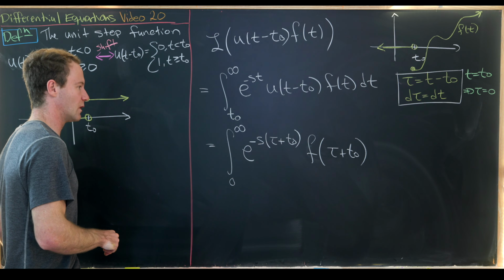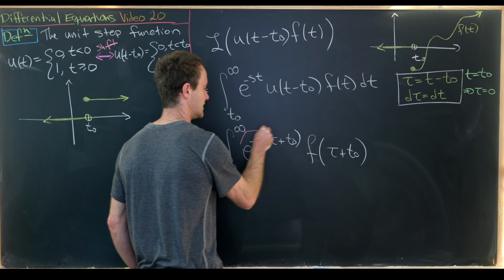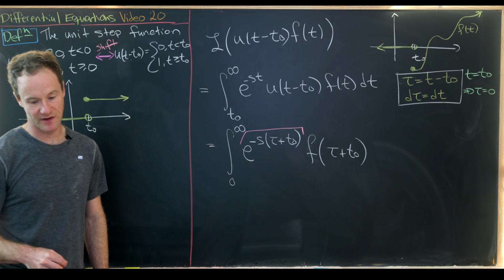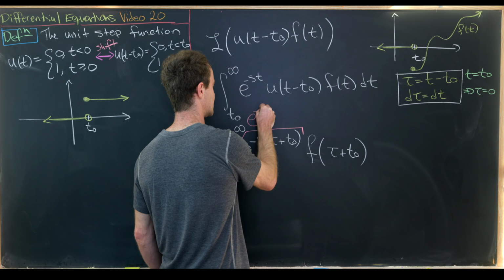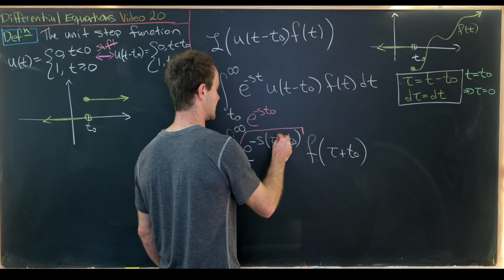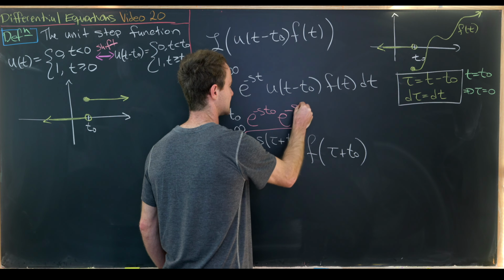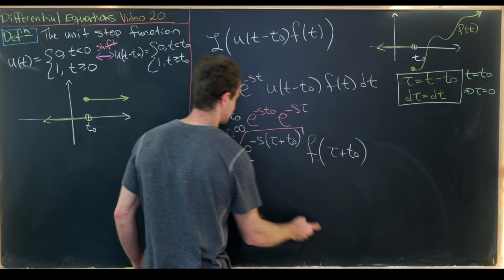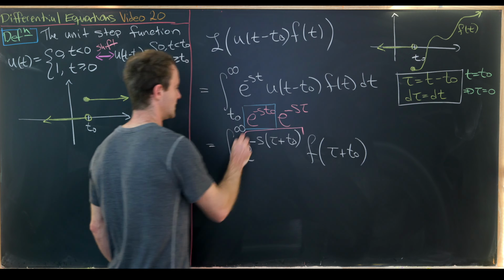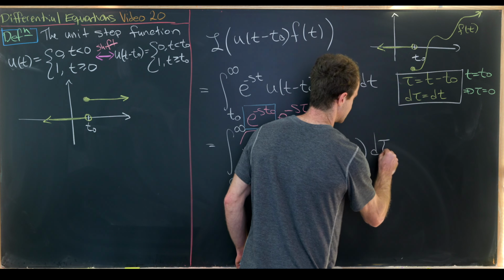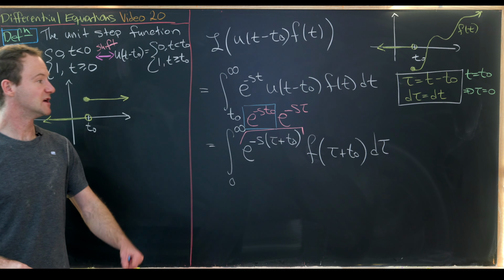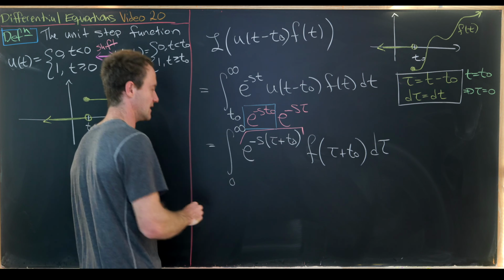From here, we'll take this exponential and simplify it using exponent rules. This will be equal to e to the minus s t naught times e to the minus s tau. This e to the minus s t naught is a constant with respect to the integral. Recall that this integral is with respect to tau, so we can bring it outside the integral.